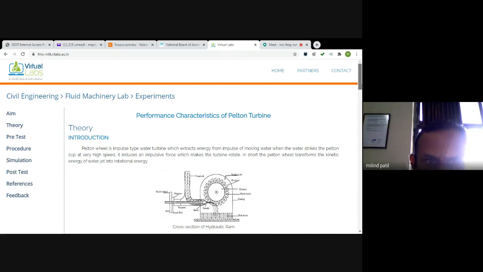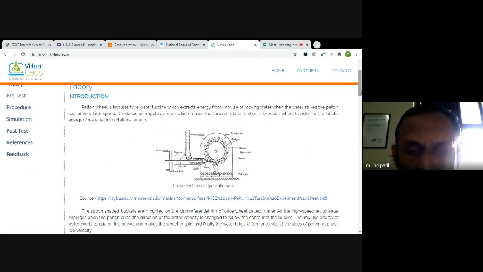Pelton turbine is a high head turbine. It's an impulse type of turbine. We call it an impulse turbine since the jet of water strikes the bucket with a very high velocity, and according to Newton's law of motion, the force will be exerted by the jet.